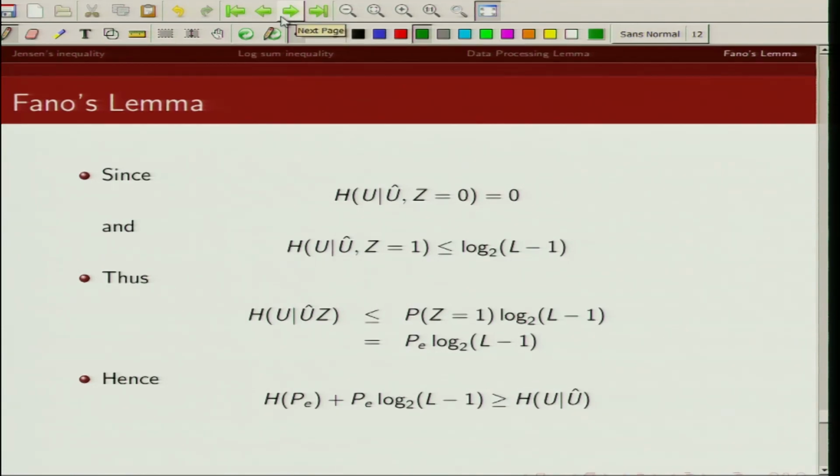Now we can also get a weakened version of this Fano's lemma. We know that H of p is upper bounded by 1. So we can get a weaker version. If we just replace this by 1, we can also say 1 plus Pe log of L minus 1 is greater than or equal to H of U given U hat. So this relates the probability of error to the uncertainty in estimation of U. Thank you.